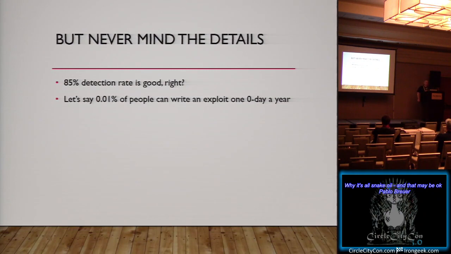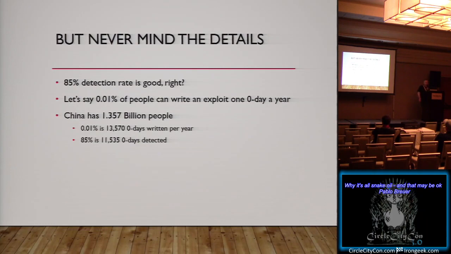Let's say that 1/100th of a percent of people can write one zero-day exploit a year. I think that's reasonable. 1/100th of the population should be able to write one 0-day a year. China has 1.357 billion people. So 1/100th of a percent is right around 13,500. So that's 13,500 new 0-days a year. 85% of that is 11.5 thousand, which leaves me just over 2,000 unidentified zero-day attacks per year that are never going to get detected.